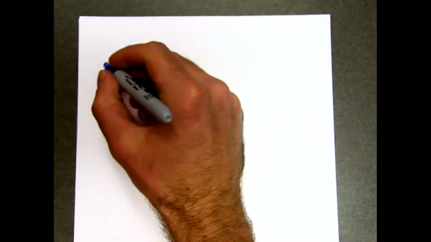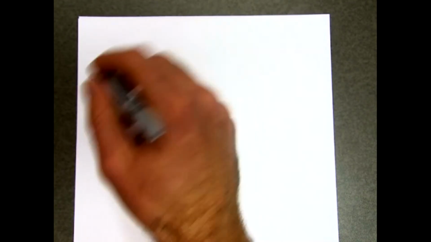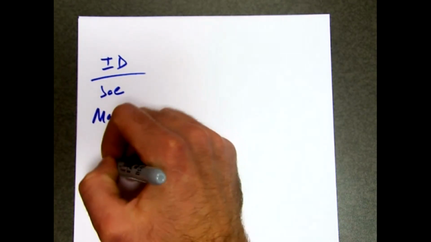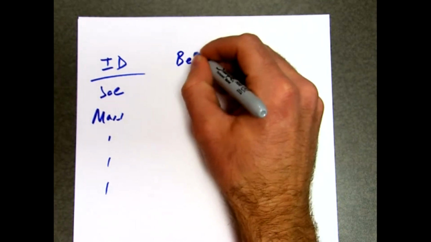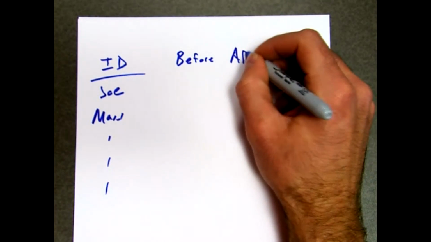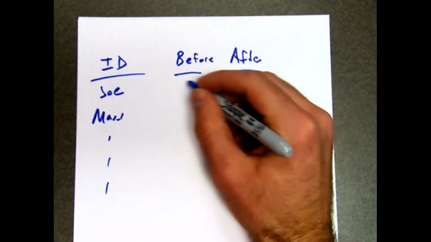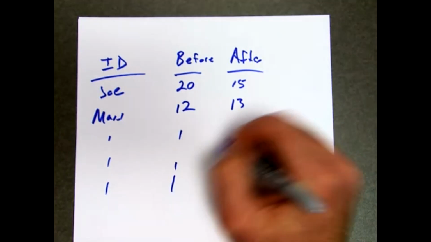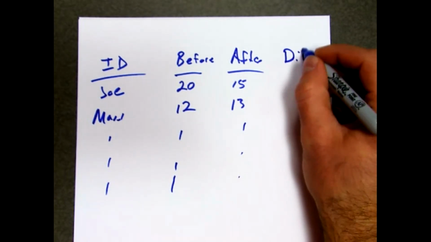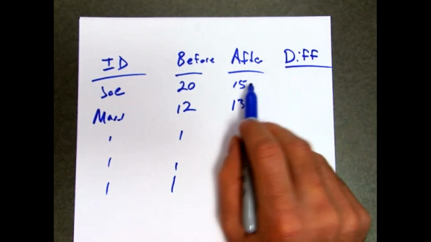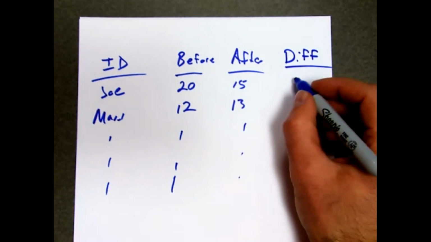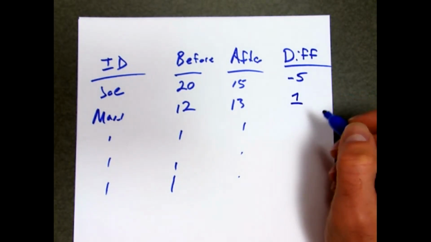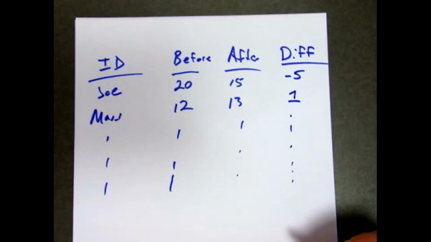I would have, you know, this is Joe, Mary, etc. Right? I would have their before and I would have their after productivity measures. So I don't know, 20, 15, 12, 13, etc. What I'm going to then do is just find that difference in productivity for every worker. So this person, productivity fell by 5 units. This person, it went up by 1, so on and so forth.